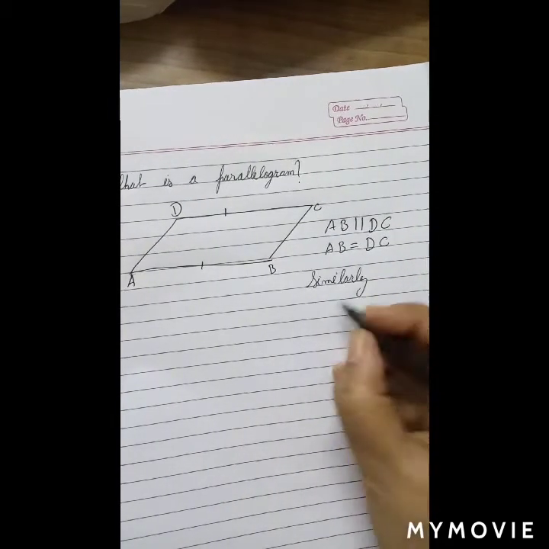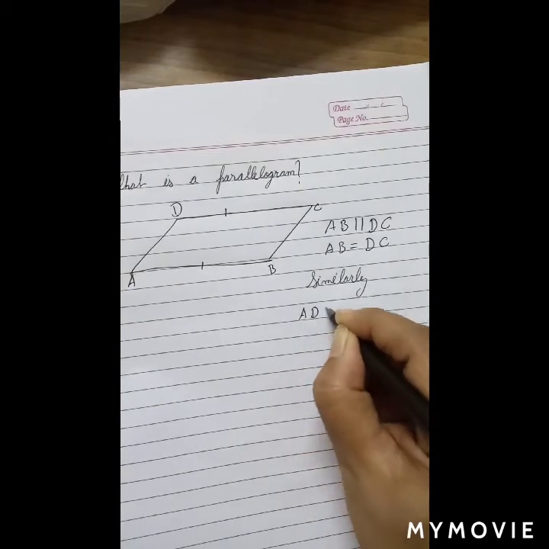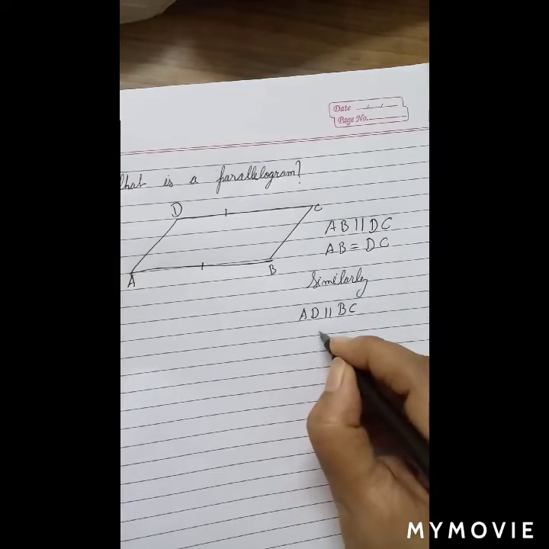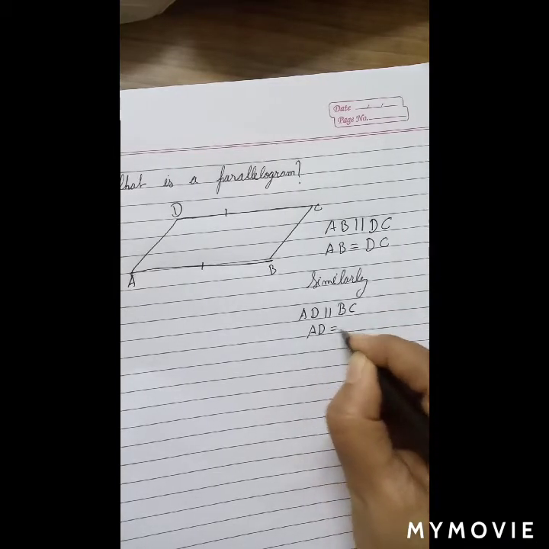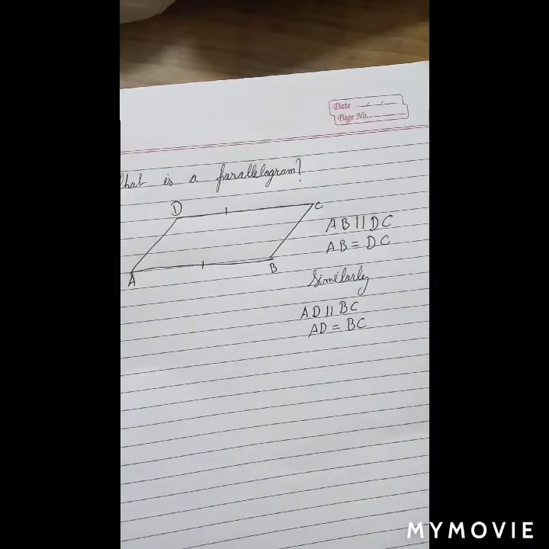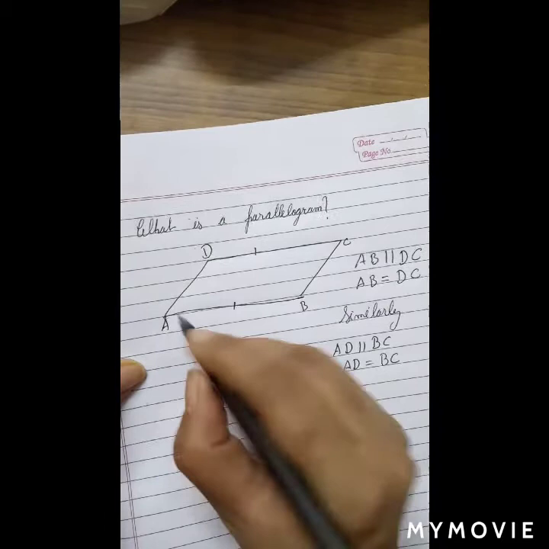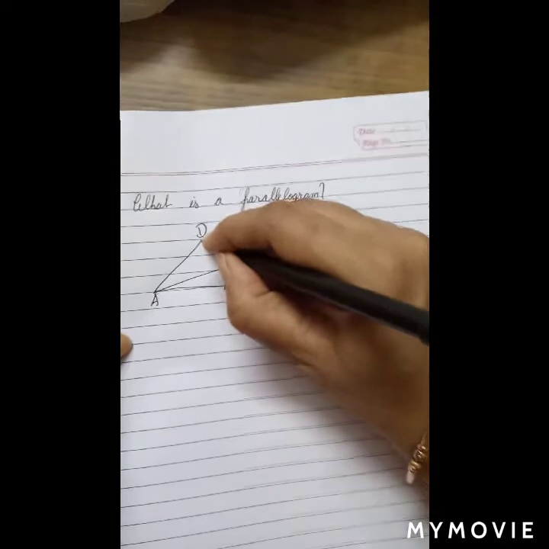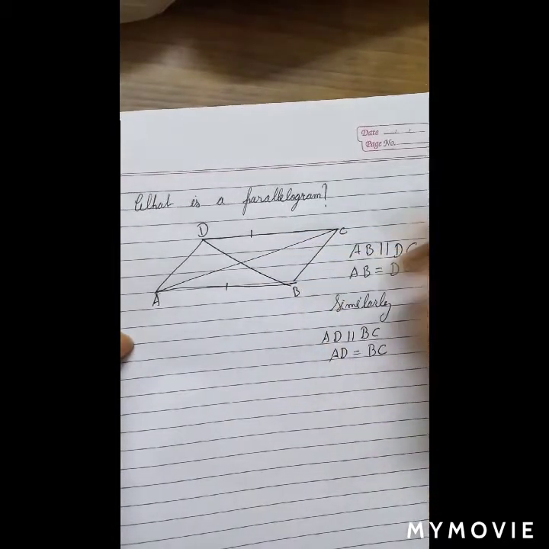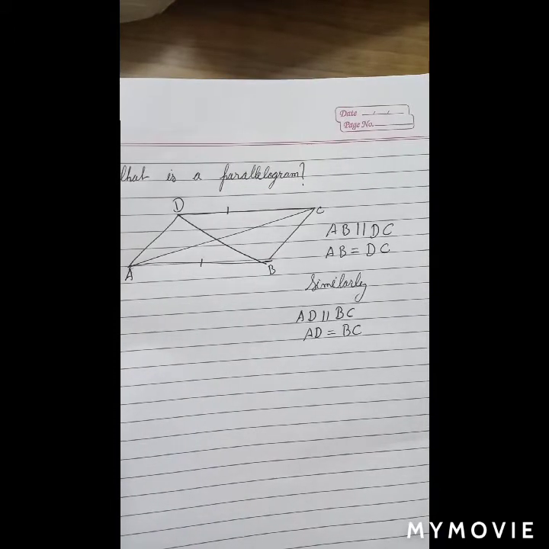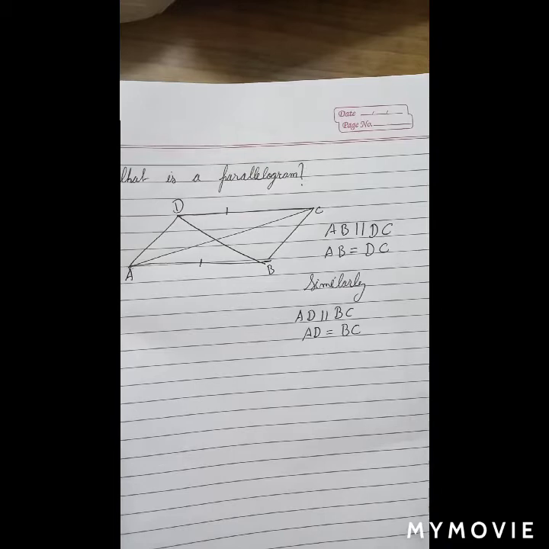Similarly, AD is parallel to BC and AD is equal to BC. Also, they have a special property. Now let's draw the diagonals of this parallelogram. The property is the diagonals of a parallelogram bisect each other.